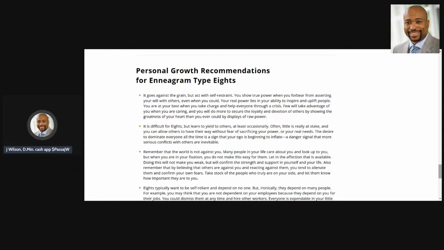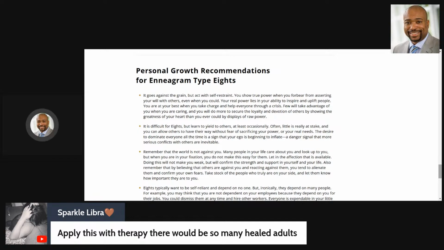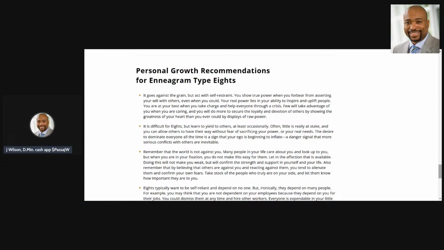Sparkle Libra, that's what I'm saying right here. What you just said. Apply this with therapy, there would be so many healed adults. I agree with that. PDP said, I'm an investigator. I had a couple of girlfriends mad at me because I just want the facts to fix the problem, and they wanted a shoulder to cry on. See, a challenger is a little void of emotions too. And so which one are you all?